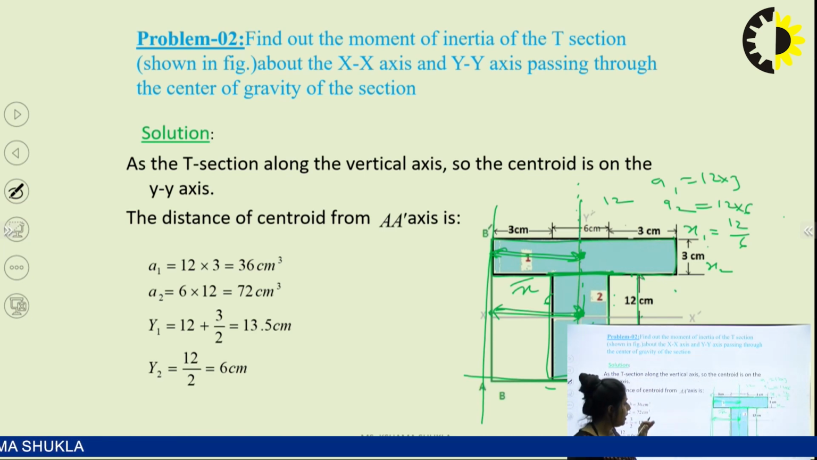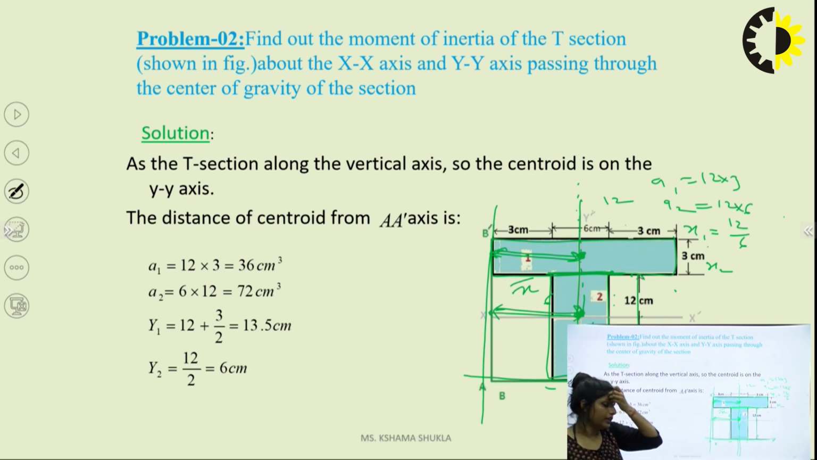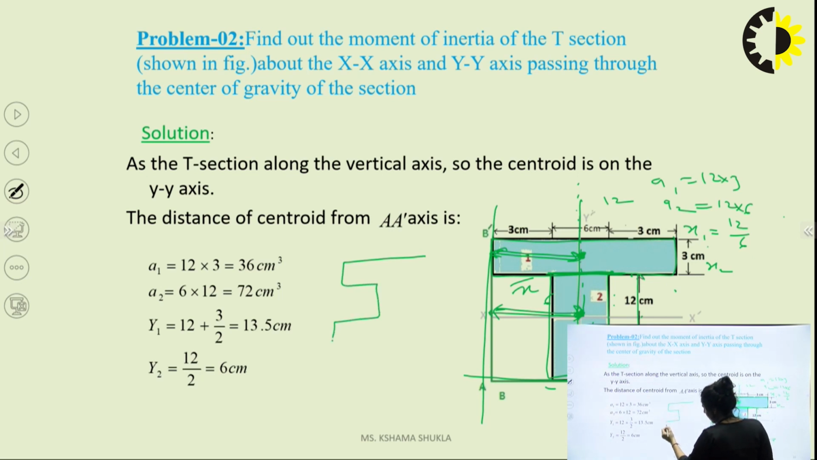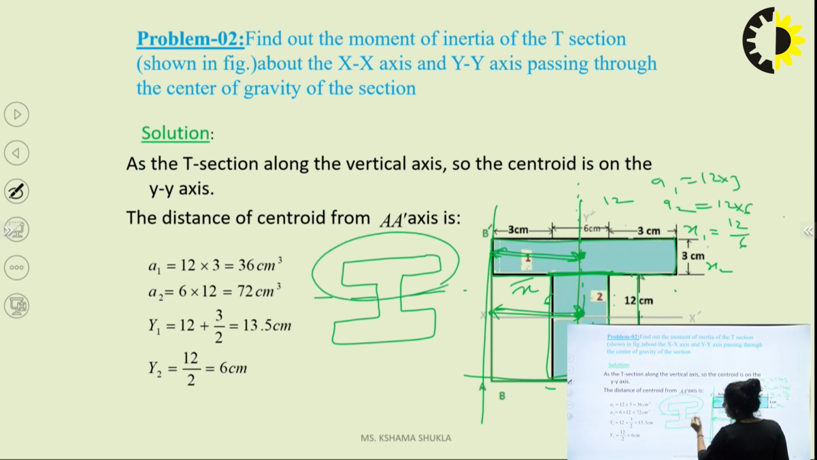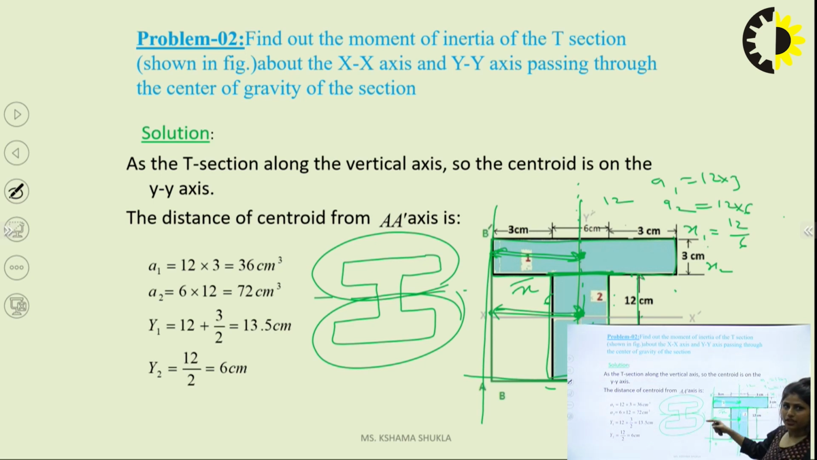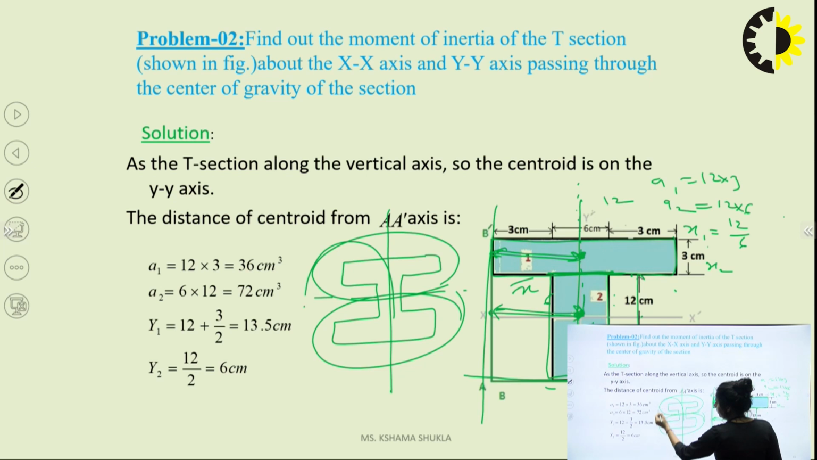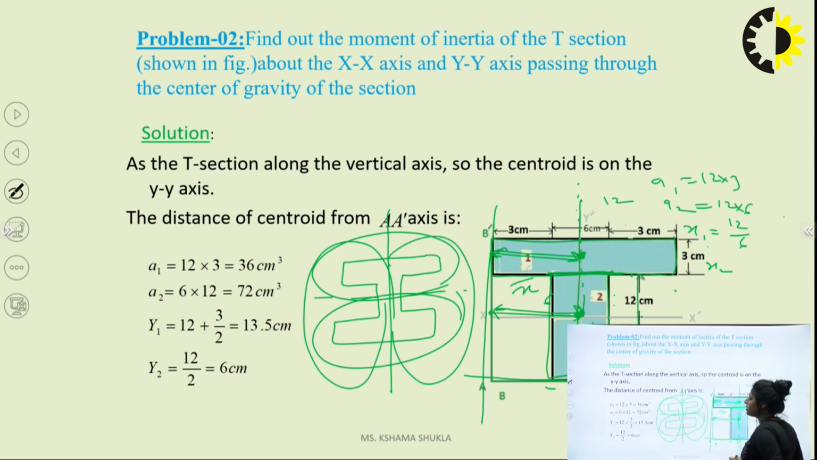So in this type of question, I'll make another diagram like an I section, the symmetrical I section. What is symmetrical? Symmetrical means this area is simply equal to this area. That means it is symmetrical about the x-axis. If this area is equal to this area, I can say that it is symmetrical about the y-axis.